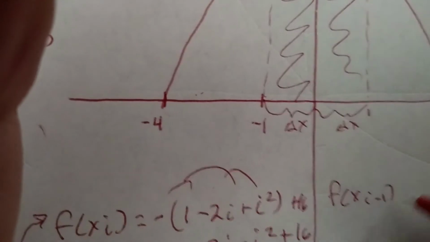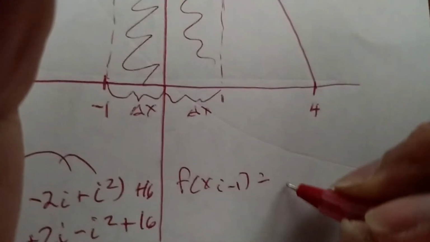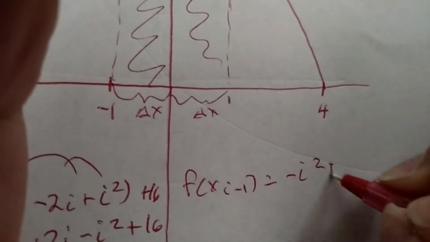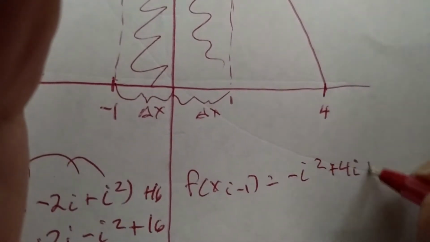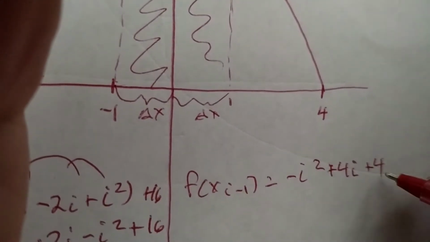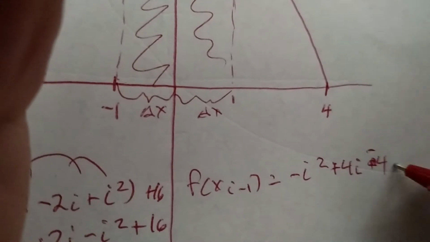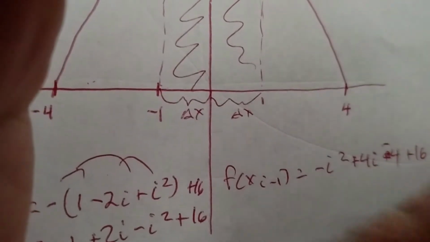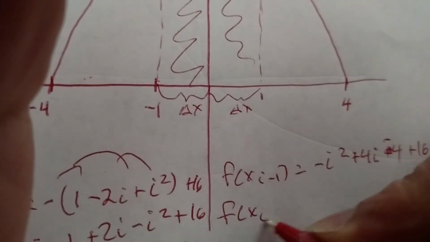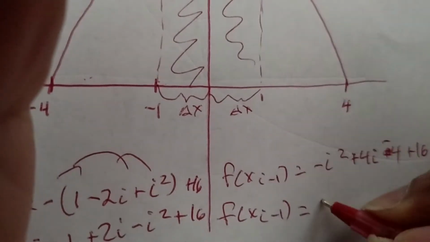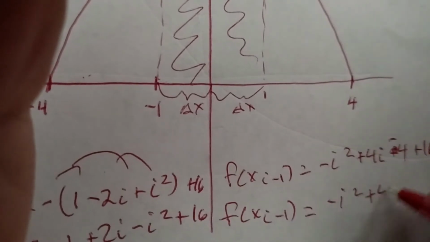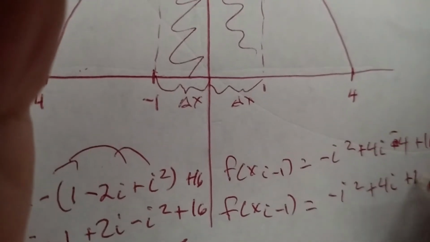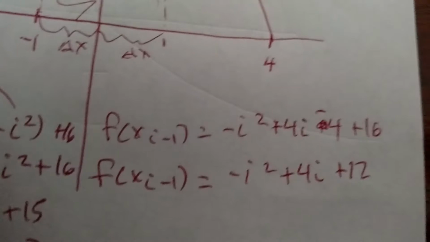Okay, so I'll get f of x of I minus 1 equals negative I squared plus 4I plus 4, minus 4 plus 16. Okay? Alright. Now let's simplify this. Plus 12. Okay, so that's what I have when I simplify it.